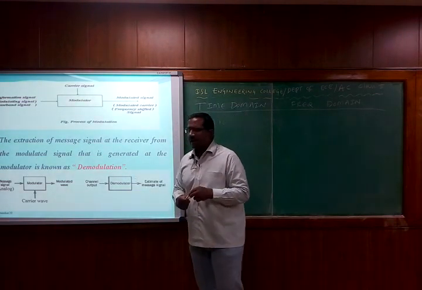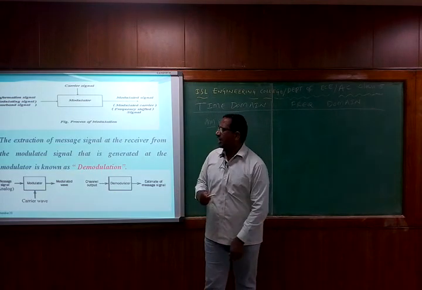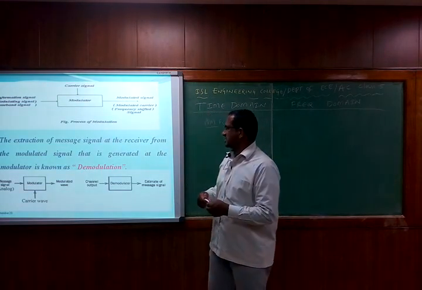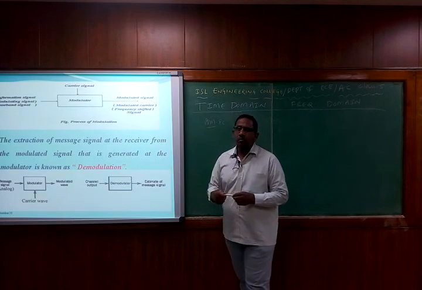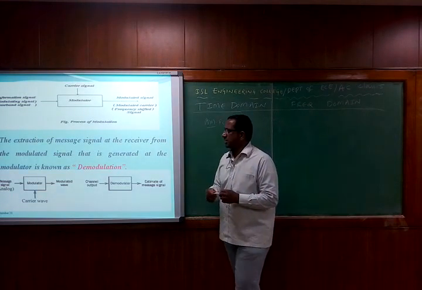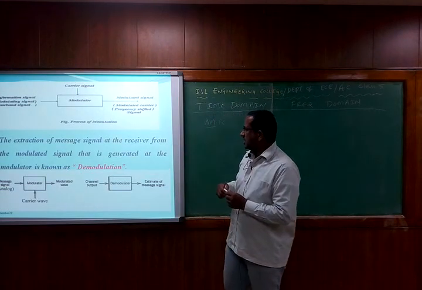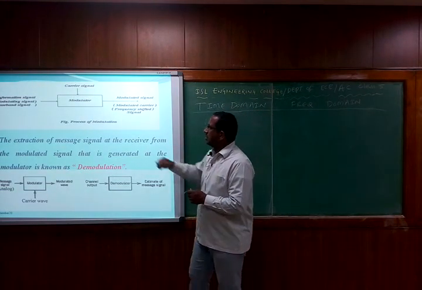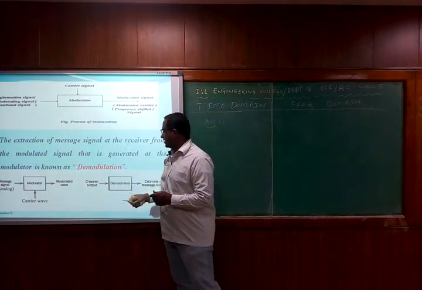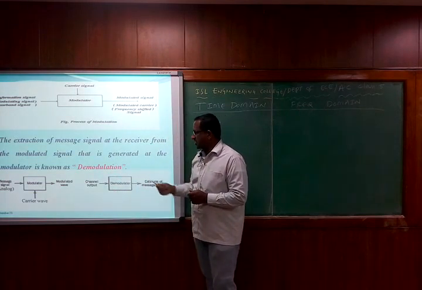Now what is the demodulator? We'll do that now. It is simply going to extract the message signal at the receiver from the modulated signal, which is known as demodulator. So extraction of message signal at the receiver from the modulated signal that is generated at the modulator. Modulator is at the transmitter side, demodulator is at the receiver side.